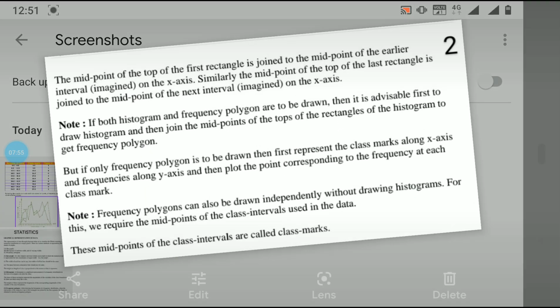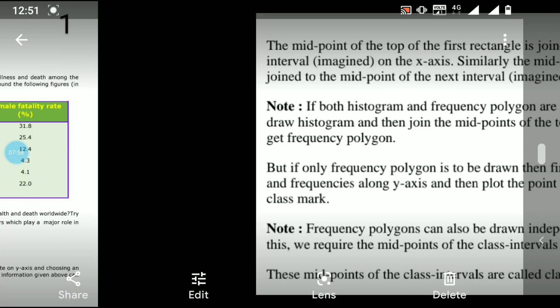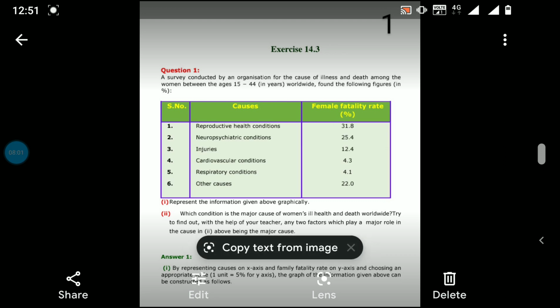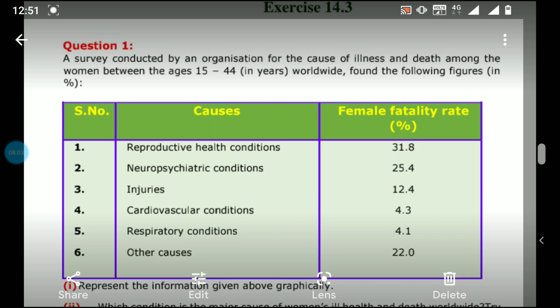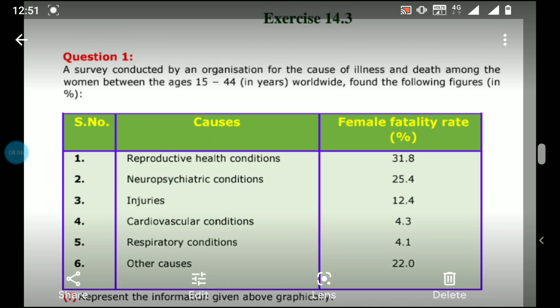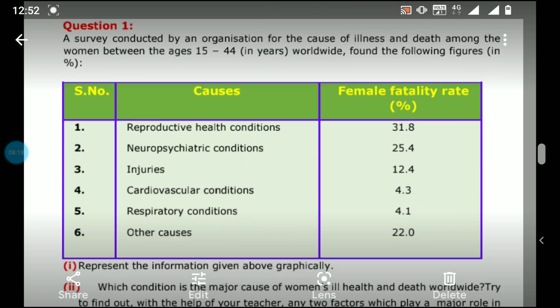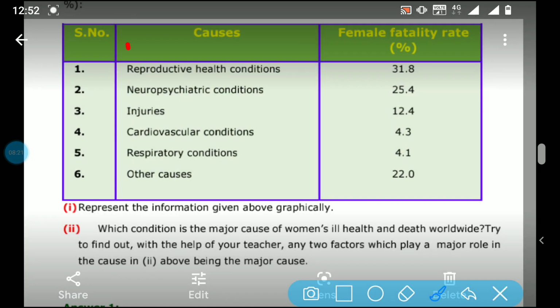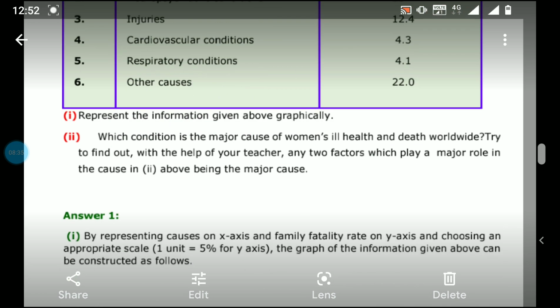Okay, some examples are there. I am going to explain with the help of questions. You can see Exercise 14.3 from your NCERT. Here it is given, question number 1. A survey conducted by an organization for the causes of illness and death among women between the ages of 15 to 44 years worldwide found the following figures. So this question is given here. Here data and frequency are given. Represent this information graphically. We have to represent this information graphically, and then afterward we can give the answers. Okay, so graphically we have to draw the bar graph.